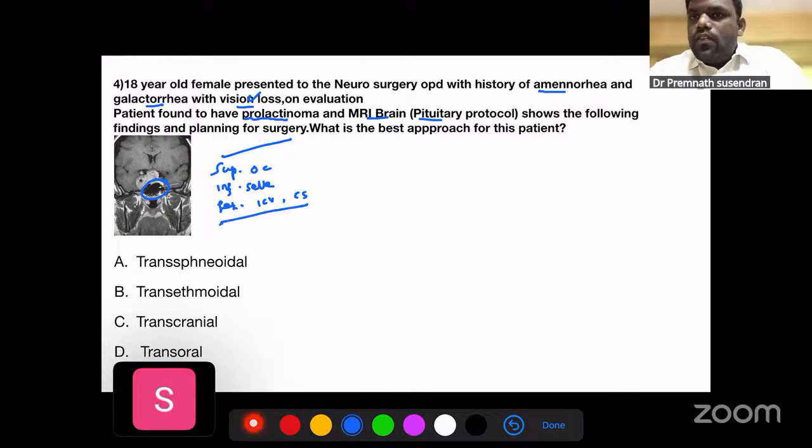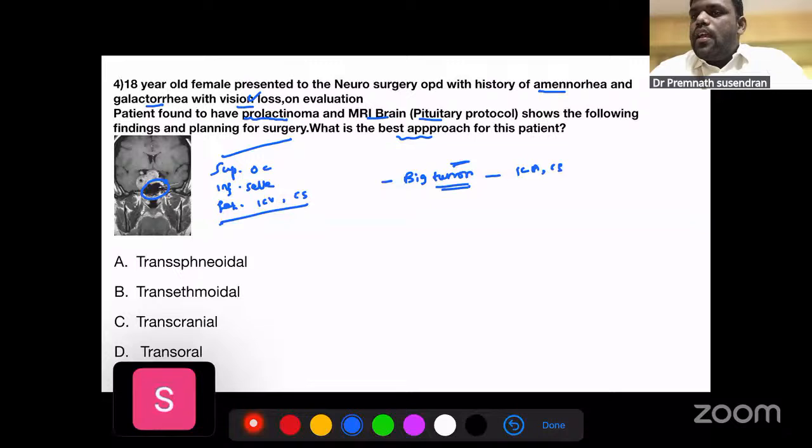So the question here is, the patient is planned for surgery. What is the best approach for this patient? It looks like a very big tumor. It encases the ICA and cavernous sinus, and it's compressing the optic chiasma also. It's a very big tumor. What is the best approach for this patient?